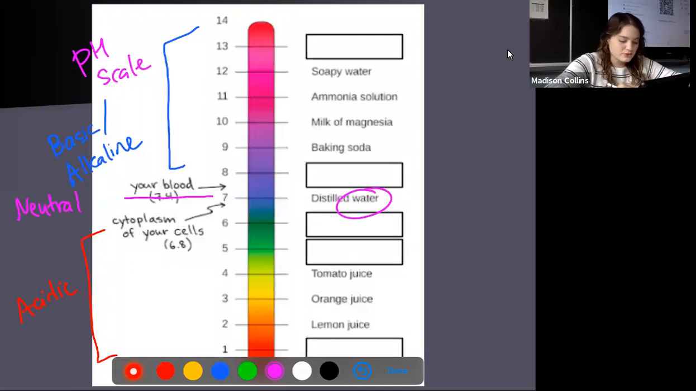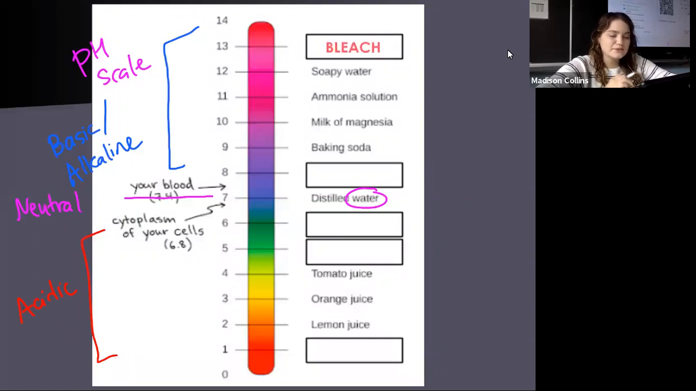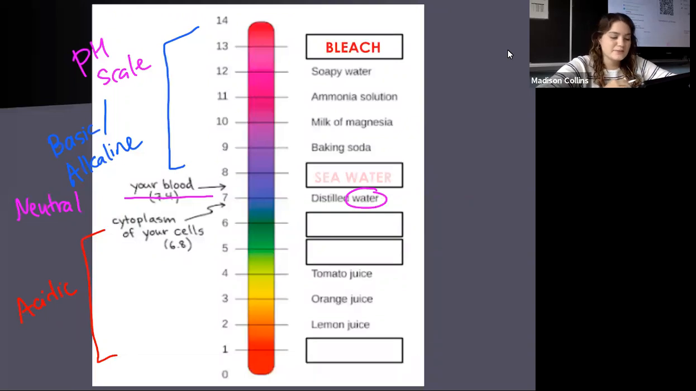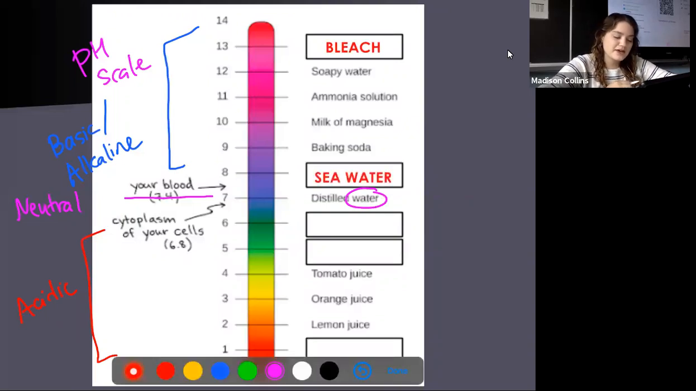Water is perfectly neutral. All right, so first up, you should have placed bleach at number 13. So bleach has a pH of 13, meaning it is very, very basic. So very alkaline, very basic. That's going to be like a soapy texture, right? So bleach is basic.